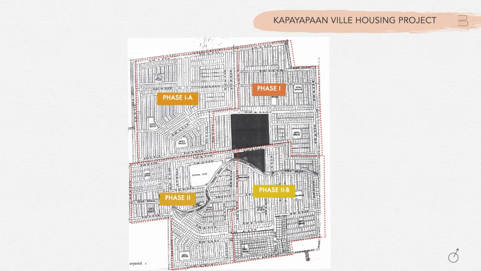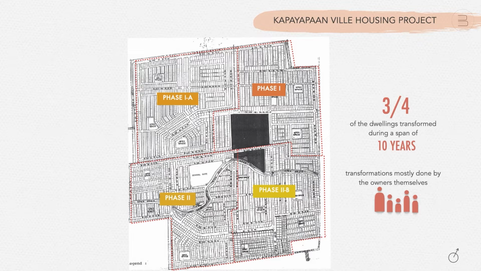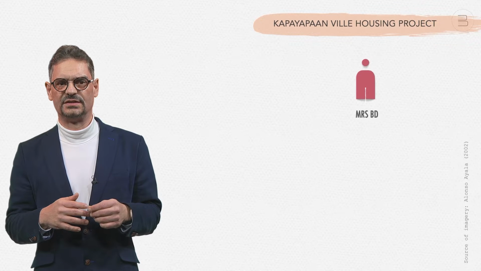Now, I would like to show you how the transformation process of the house unit and the neighborhood took place. Almost 3/4 of the dwellings in the project were transformed during a span of 10 years. Those who transformed their houses were mostly, if not all, owners. Let's have a closer look at two examples of transformers.